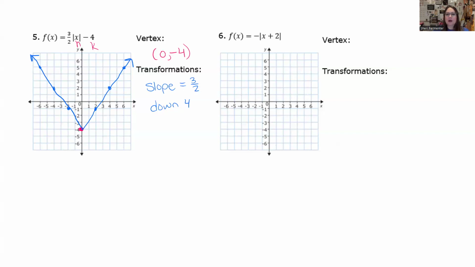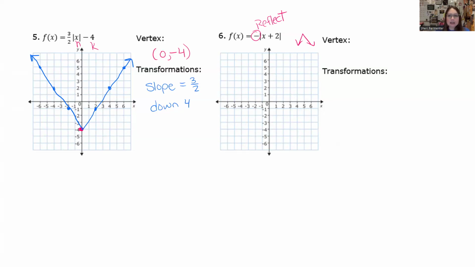My next problem. I need to identify the vertex, but the first thing that I see is a negative right out front. What is that going to make my graph do? Go down. Yeah, it's going to reflect. I don't want to forget, so I'm going to give myself a little reminder. This graph is going to point down.